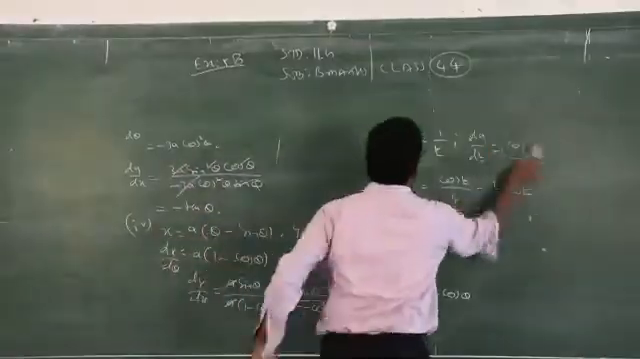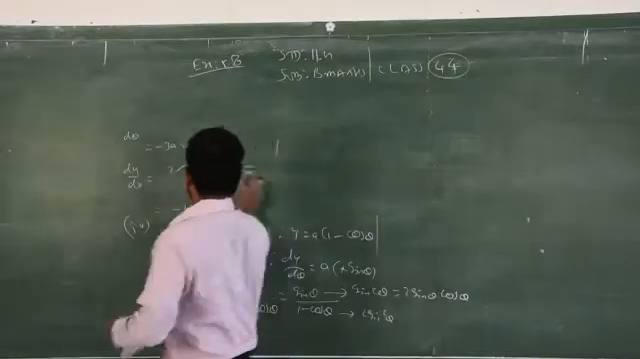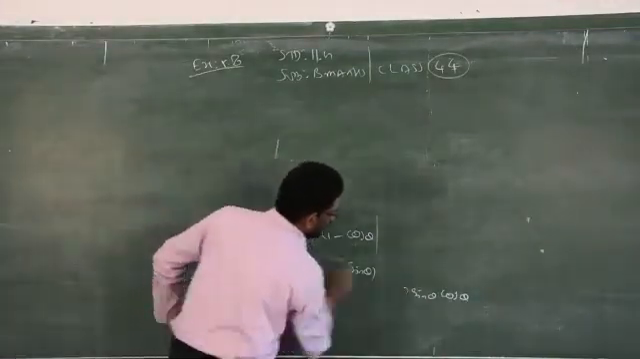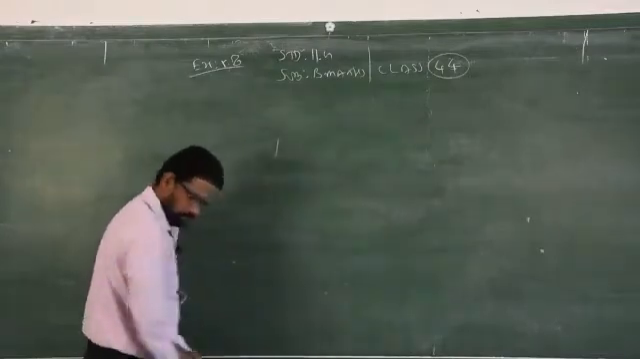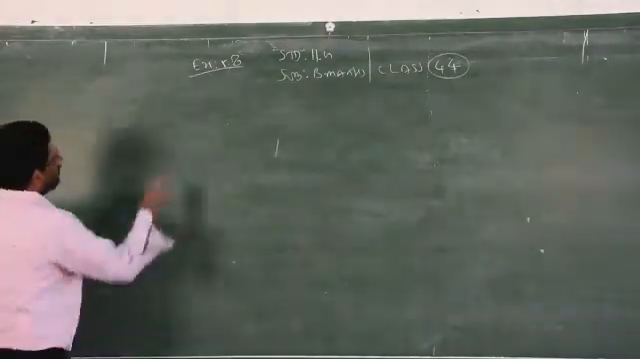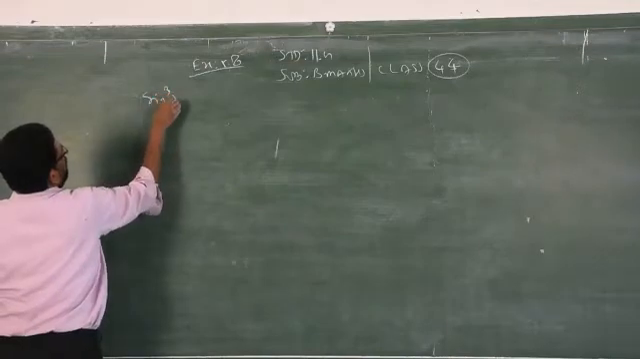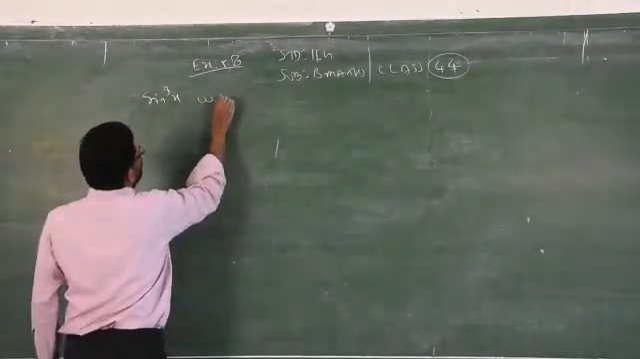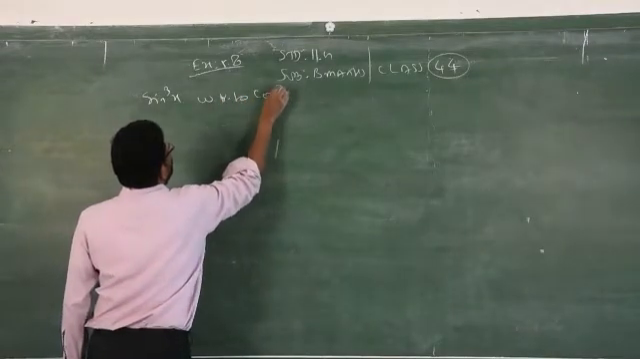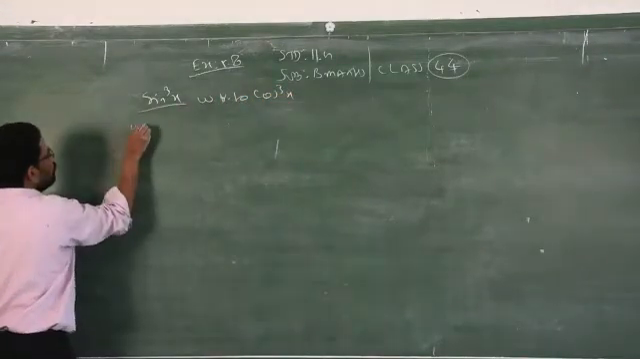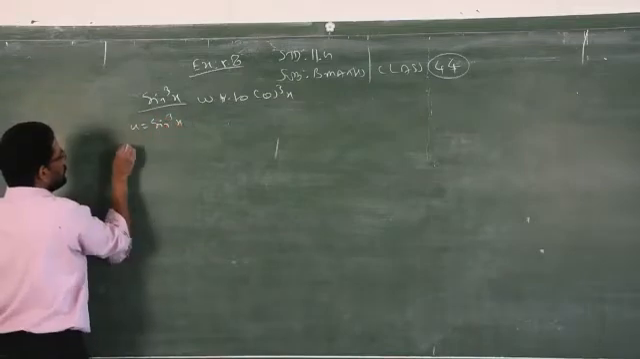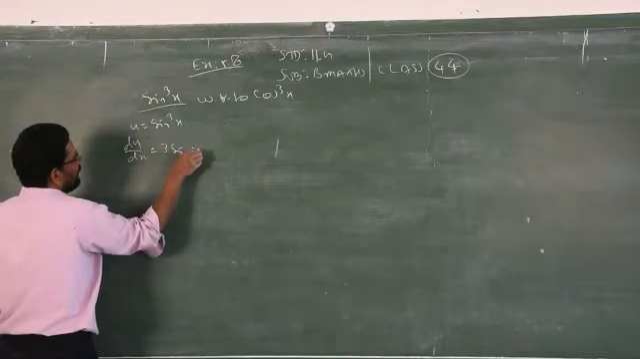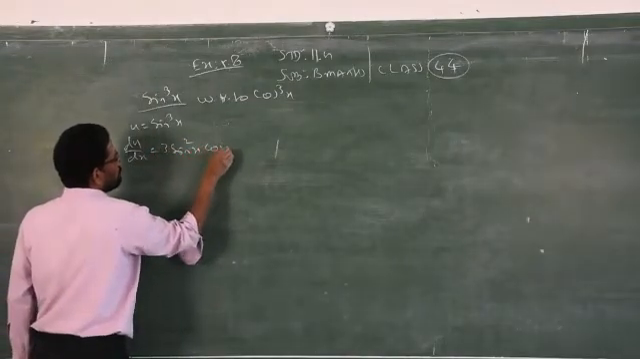Clear? Now, we have only one problem left in the exercise. Sum number 2, that is also very simple. Differentiate sin cube x with respect to cos cube x. So you take u is equal to sin cube x, differentiate, du by dx is 3 sin square x cos x.